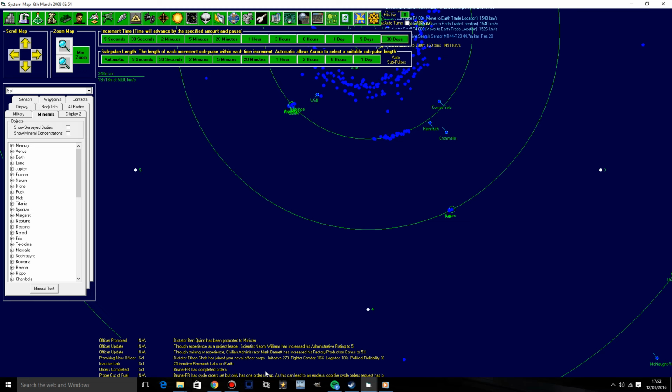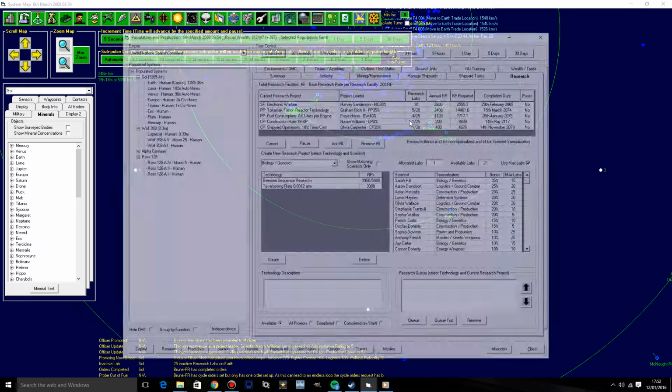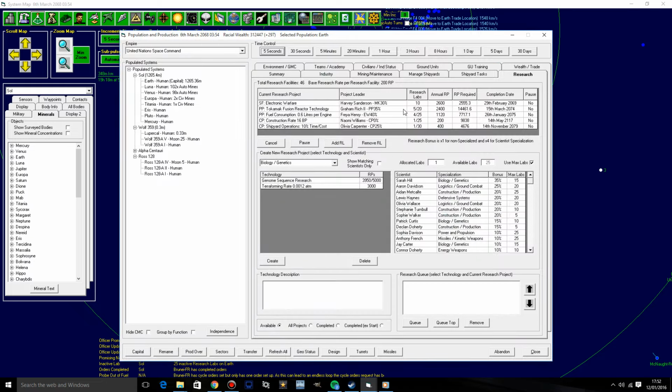Okay, Brunei completed orders. 25 inactive labs on Earth. Oh, did I miss something? I must have done. Right. Oh, right, yes, we completed the engine power, that's it. So put people into making the engines more efficient with the fuel, which is just going to be overall better. It's going to make everything better. And god damn, we need somebody else in that project. We need so many more scientists, just better scientists in general, just need so many of them.